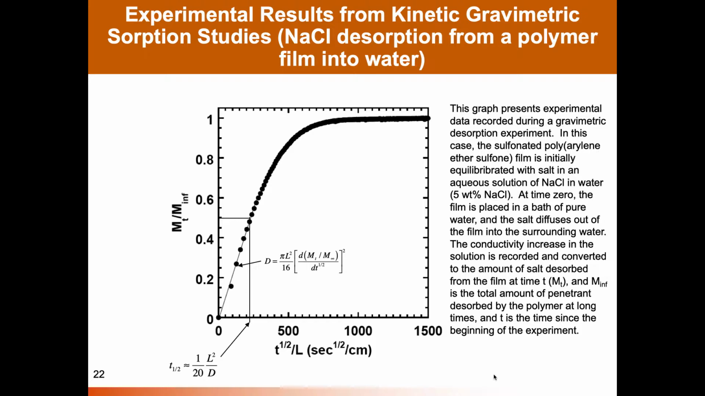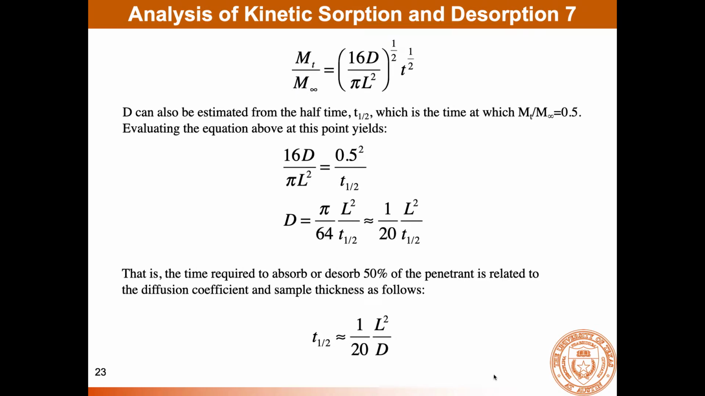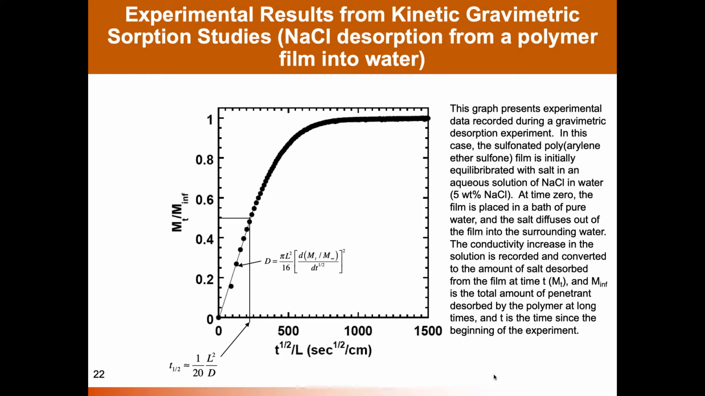An alternative way to do that is to plug a value of 0.5 into the left-hand side of this equation and calculate the time at which the fractional mass uptake is equal to 0.5, and the diffusion coefficient then is 1/20th L squared over that half time. And that was the case I was showing you in the concentration profile a moment ago. And so you come to M_t over M infinity of a half, look down, get the time, and from that t to the 1/2 you calculate the diffusion coefficient. So that's how diffusion coefficients are extracted from these experiments.